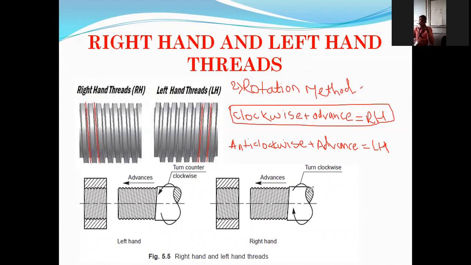Now, whenever we want to go for assembly of nut and bolt, this is the most important sentence, the last sentence from this: whenever we want to have assembly of nut and bolt, they must have different types of thread.